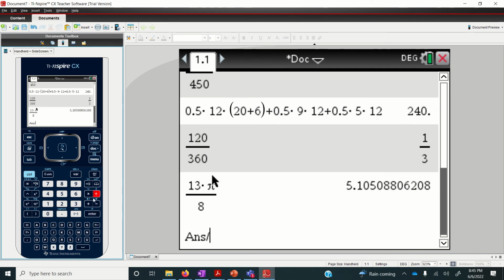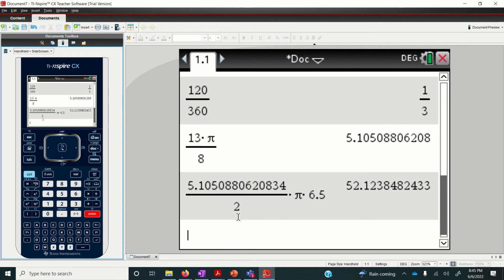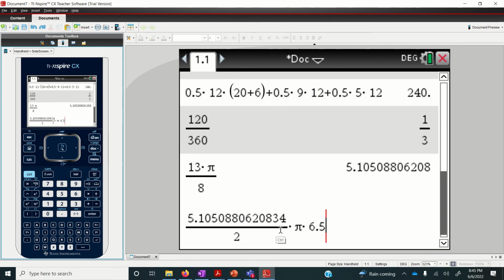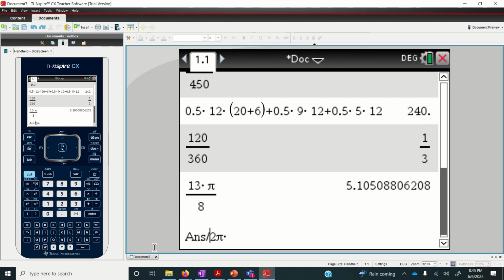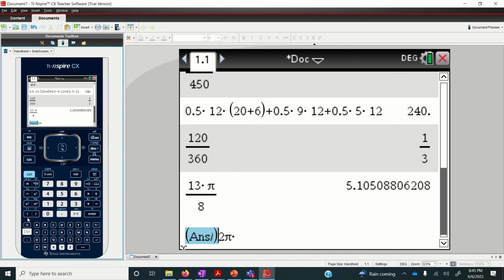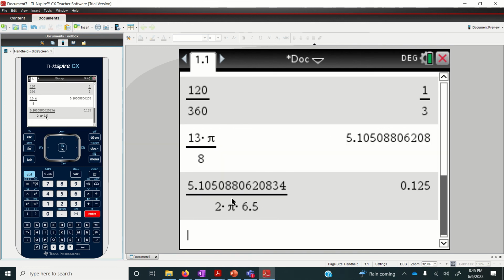And we're going to divide that by 2 times. Now remember, we want to divide it by the whole thing. So if we do 2 pi times 6.5, we're going to end up only dividing by 2 and then multiplying times pi and 6.5. So what we have to remember to do is to put parentheses around this part, not that part. So now we're going to do 2 pi times 6.5 here. And notice now the whole thing goes to the bottom instead.